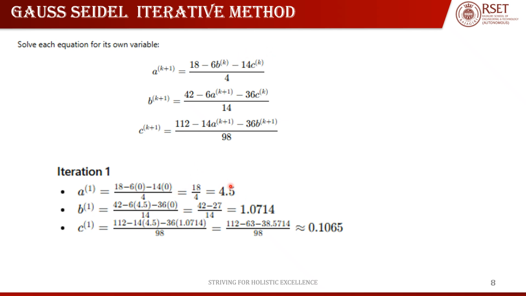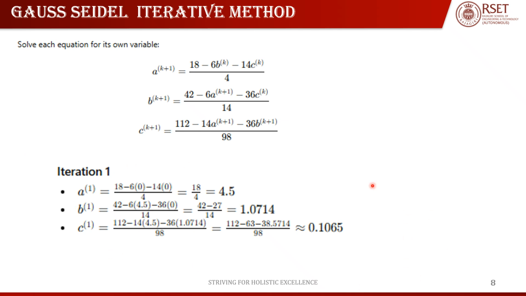and you have your a1. And to get b1, you have 42 minus 6. Since it's b1 and you already have the value of a1, you'll substitute that a1, which is 4.5, here, and you don't have the c, so you'll just take z0, which is 0. On substituting you have b1 also. Now to do c1, you have both the values of a1 and b1. So you'll substitute 112 minus 14 into a1, which is 4.5. You'll substitute 4.5 here, and again you have b1. So you know the value of that, just substitute it here.